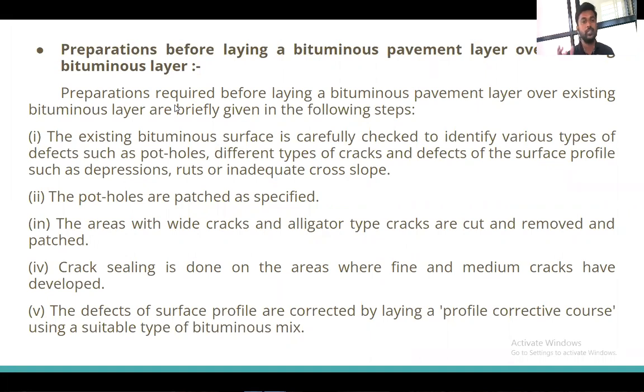Means what? As we have seen now, if minor cracks are there, we will go for the filling of them. If major cracks are there, we will take out the loosened material, then go for the patch. If potholes are there, we will go for the filling of the potholes. If the cross slope is not maintained, then we will apply material so that the slopes are maintained. Okay. So the defect corrective method is what we have to go for.